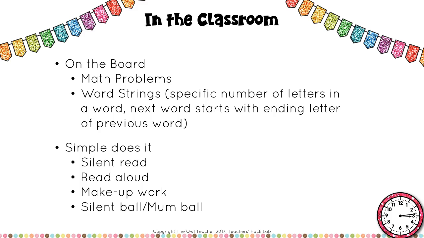And then to make it really simple, you could do a silent read, have students just grab a book and silently read around the room. We could always use SSR. You could also do a read aloud where you read to the class. You could have students work on work that's not complete or makeup work. If you have students that don't have any makeup work, they could read silently, or they can do independent work, such as an independent contract.